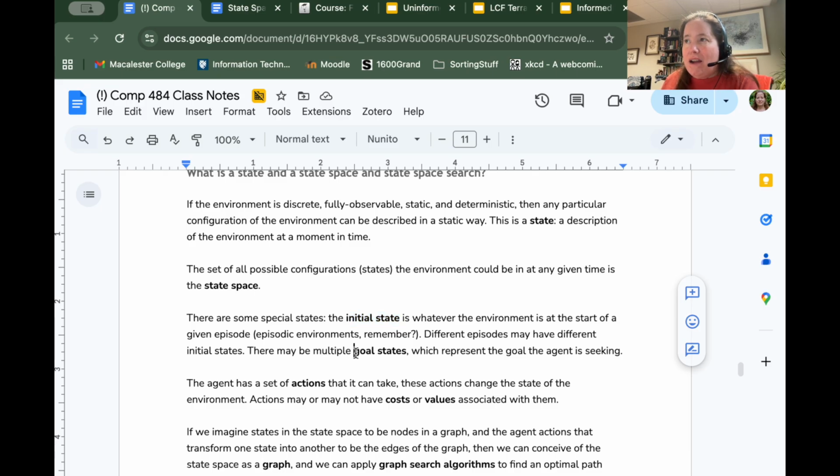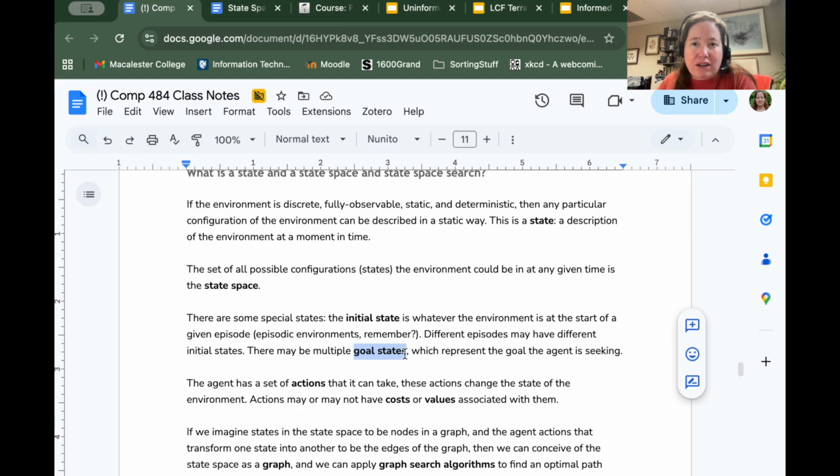You also have goal states, which represent the solution to the problem. And one of the things that is true of many state spaces is that there could be more than one goal state. Sometimes a goal state only describes part of the configuration of the environment, and so other parts of the environment might vary.